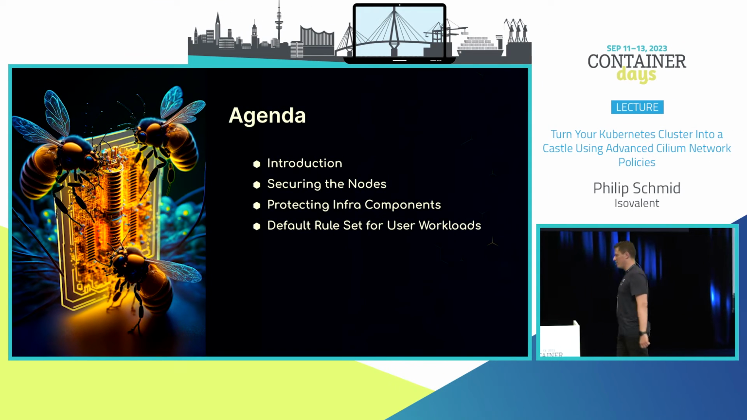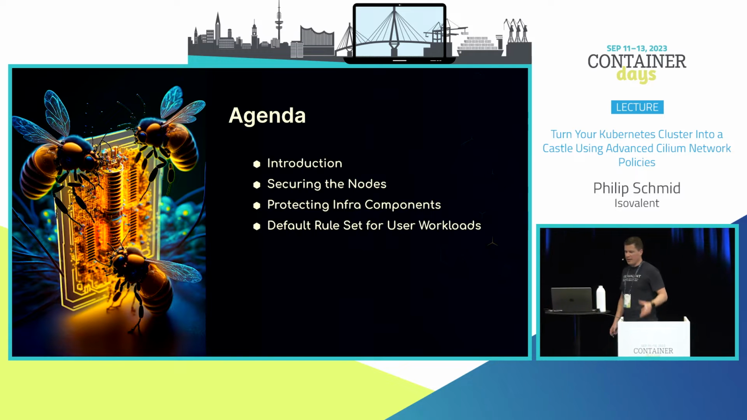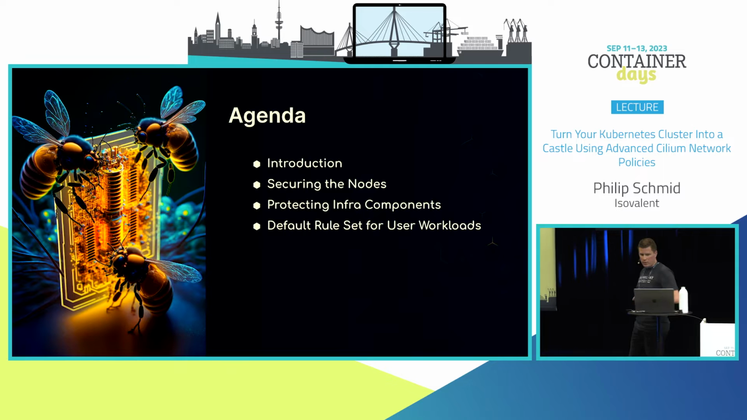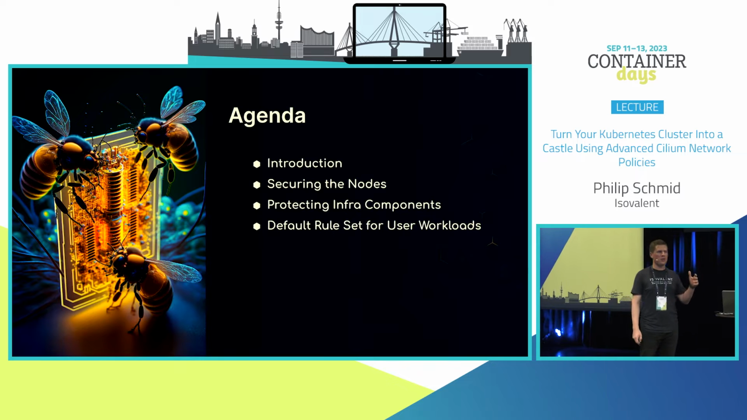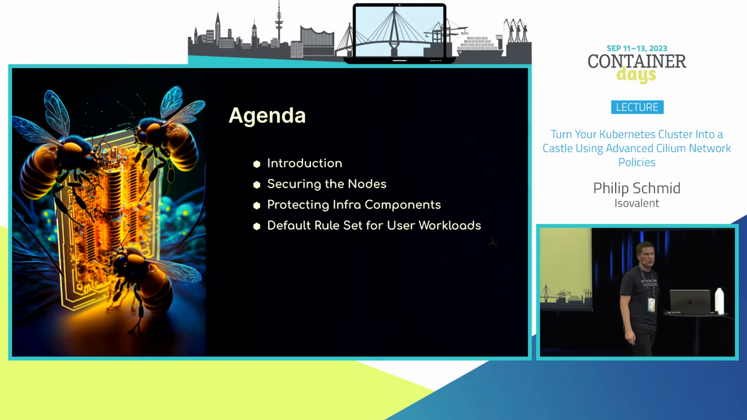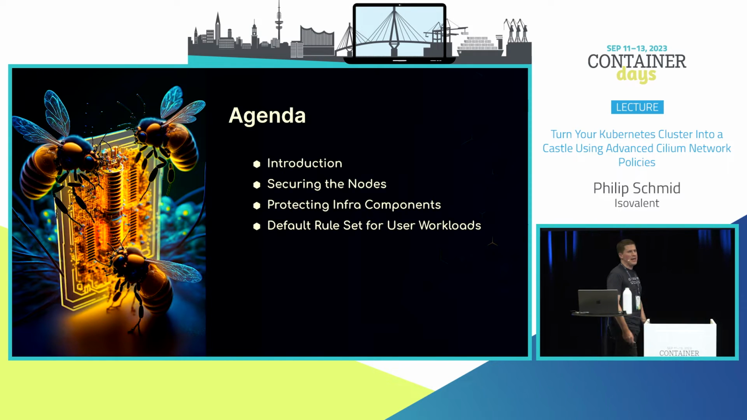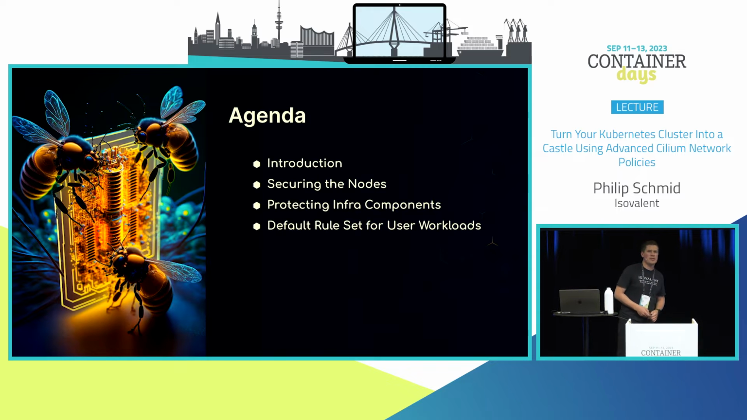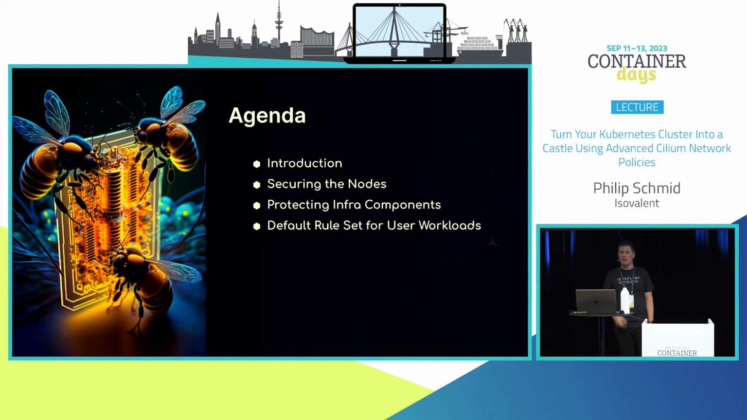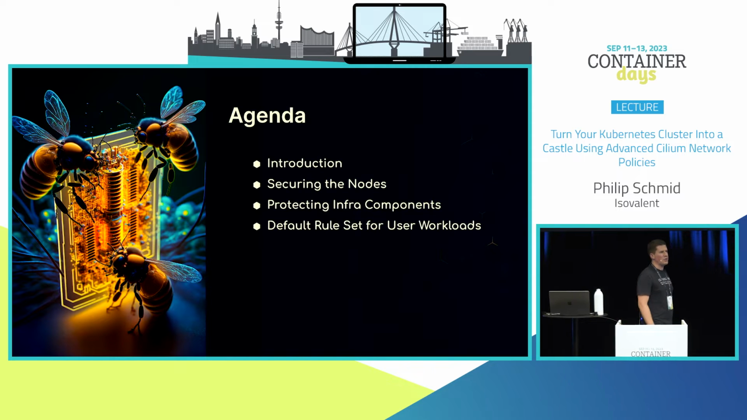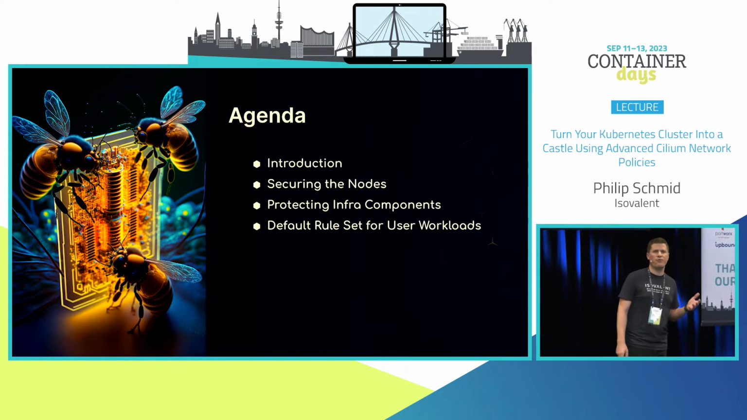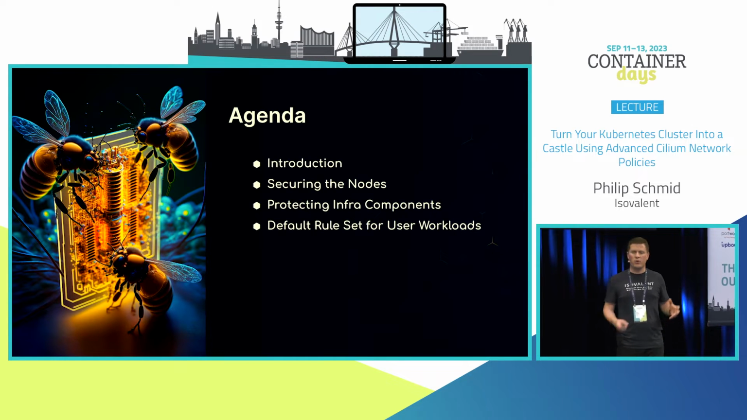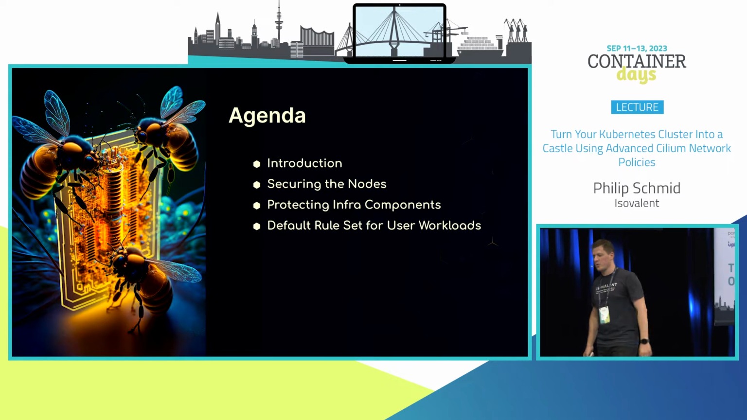First of all, I will give you a brief introduction about the demo use case I built for this specific talk, followed by some general guidance about how to secure your nodes in case you actually want to do that with a Cilium native approach. Then I will talk about how to secure your infrastructure components that are running on top of your Kubernetes cluster. And last but not least, I will try to explain how you can build a default network policy rule set for your user workloads. To be more specific, for your namespaces where the user workload is running.